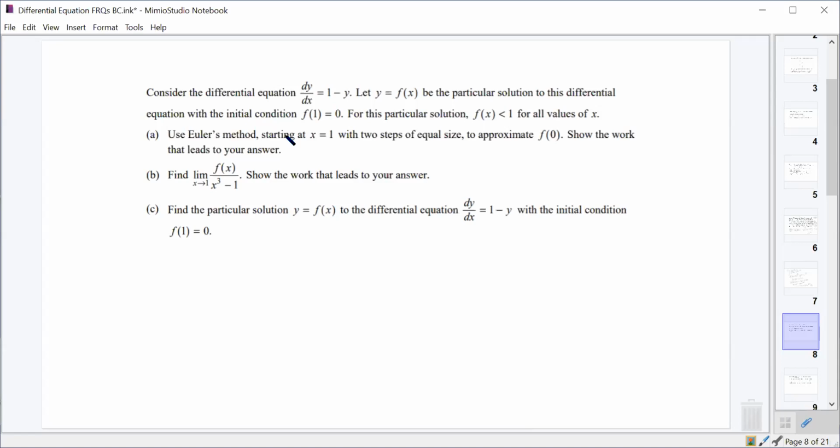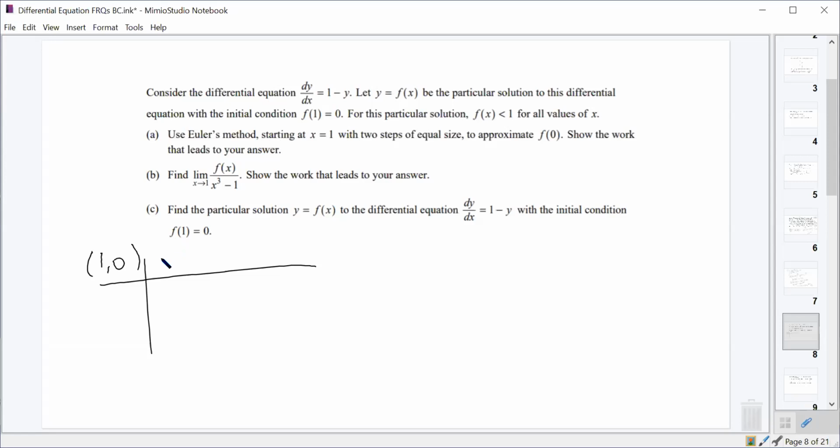Use Euler's method starting at x equals 1, 2 steps of equal size to approximate f of 0. So we're starting at 1, we're going to 0. Our initial point is the point (1, 0). So our dy/dx for the first part of it here will be what?